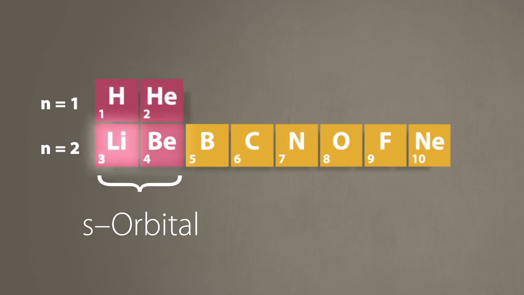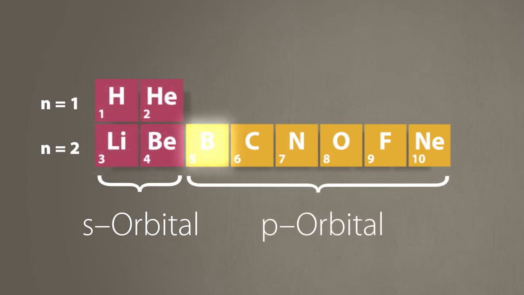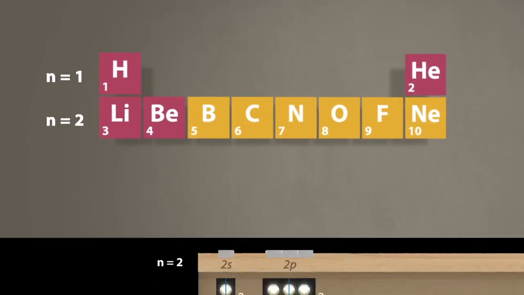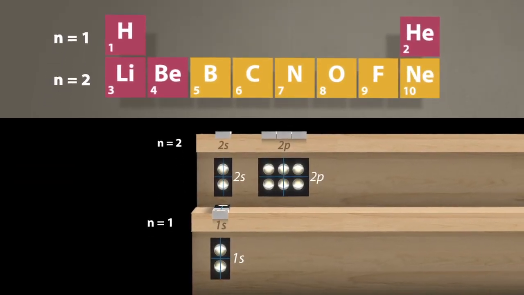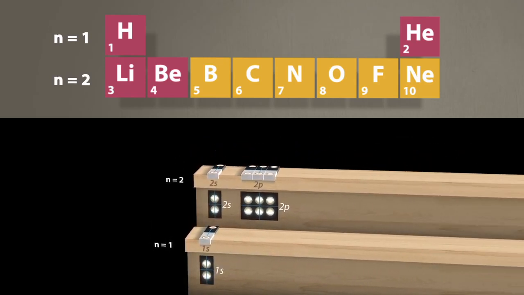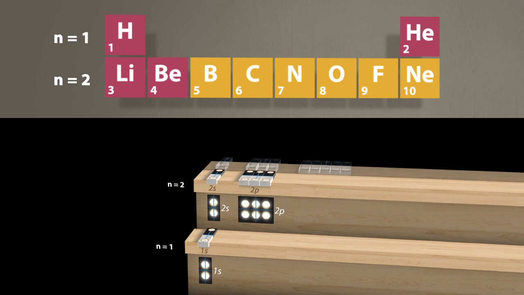S orbitals can accommodate a maximum of 2 electrons, p orbitals a maximum of 6 electrons. The far right section of the periodic table lists noble gases. The shells of those elements are filled completely. Here, a lot of energy is required to free an electron from its ground state.